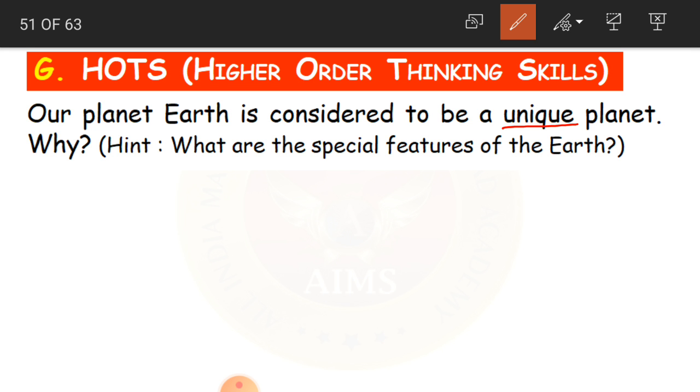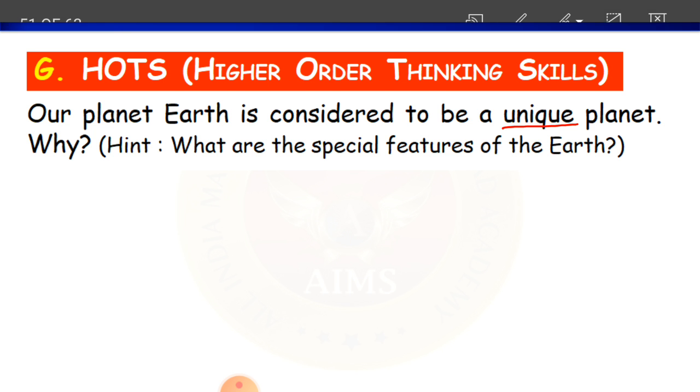So what is the hint given for you while writing the answer? What are the special features of the Earth? You can mention all the special features of the Earth, children. Life exists here, how much water there is, how much land there is, the days, the seasons, all this. So you can put all the features of the Earth to attempt this answer. Clear? I hope you will do this.